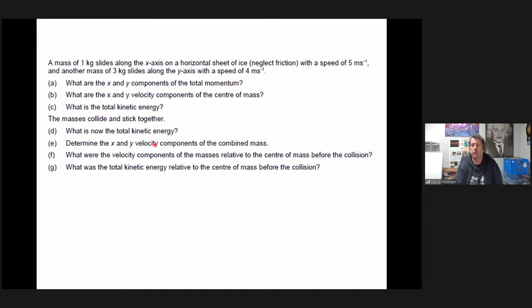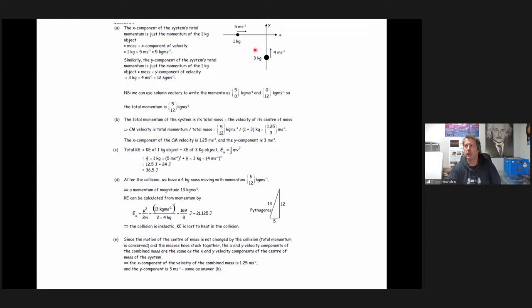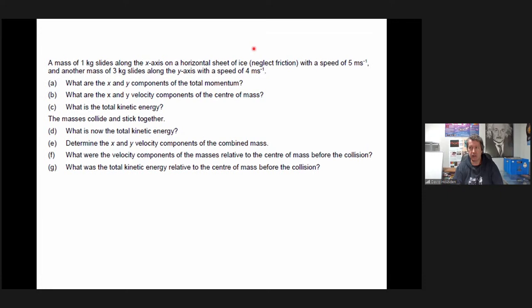What you've got to do to solve that problem is work out the velocity of the 1 kilogram guy and the 3 kilogram guy, and add them together, and you get this interesting number, which is 15.375. So what we're saying here is that we're trying to work out, as far as you are concerned, if you're sitting on the center of mass, what is the kinetic energy relative to you? Because when we first did it, what was the total kinetic energy?